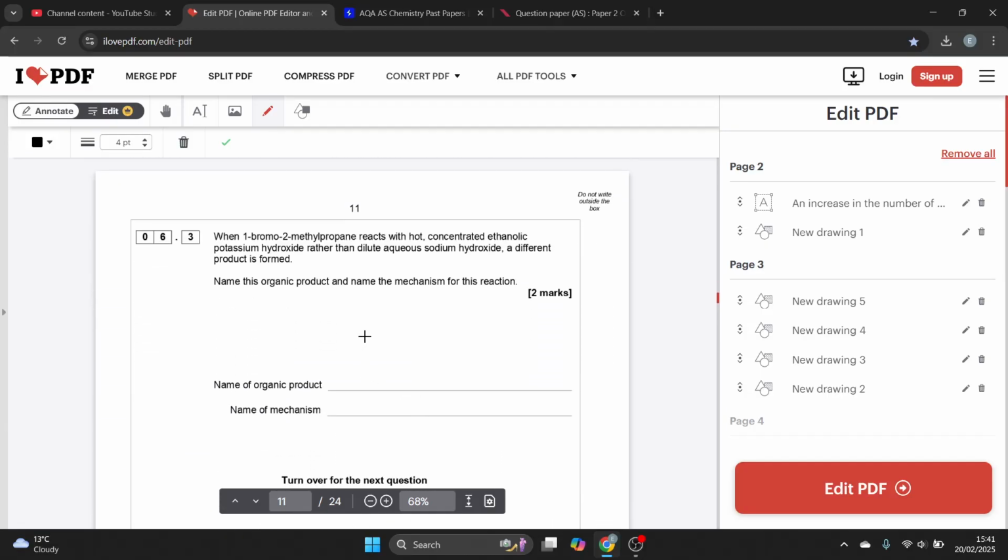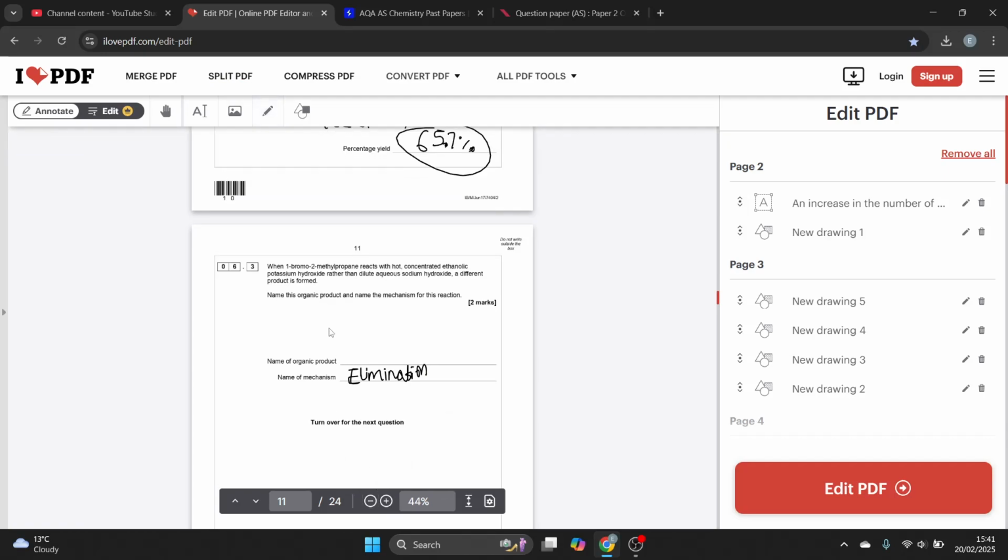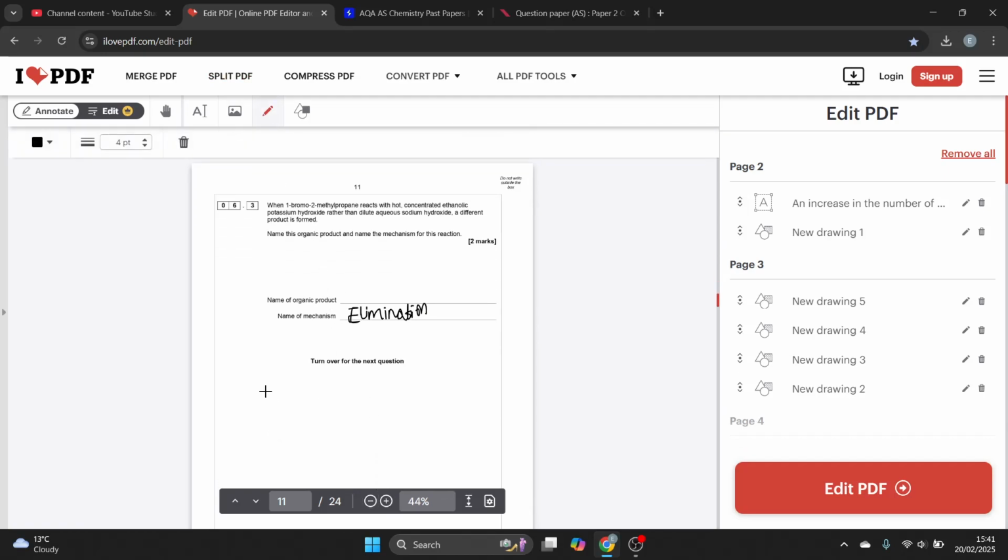1-bromo-2-methylpropane reacts with hot concentrated ethanolic potassium hydroxide. Well, the name of the mechanism is elimination. Naming of the product. Well, let's just go through the mechanism right now, because why not? So 1-bromo-2-methylpropane, because I want to see the product. CBr, CH3. One lone pair of electrons, OH minus acts as the base, takes the proton on the left carbon, the spare electrons form a double bond, and the C-Br bond breaks.